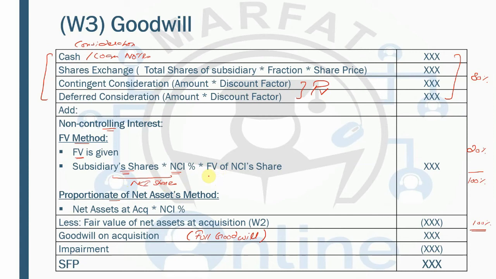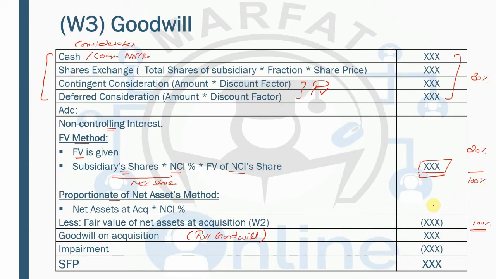And when you multiply it by the fair value of the NCI share, it will give you the worth of the NCI. This is the simple fair value method. Either the fair value will be given, or you can use the shares to calculate the fair value.